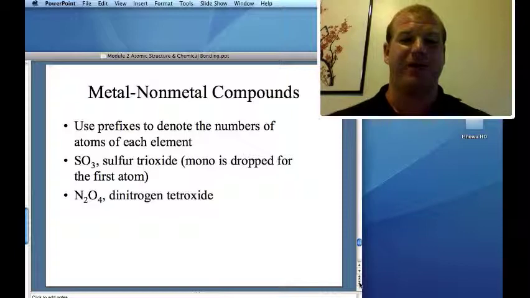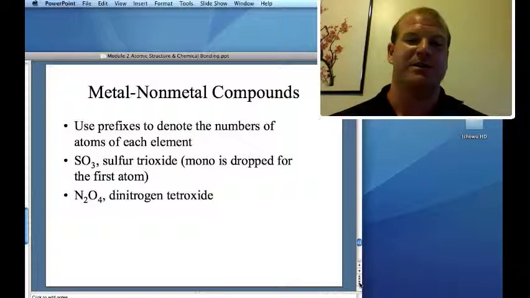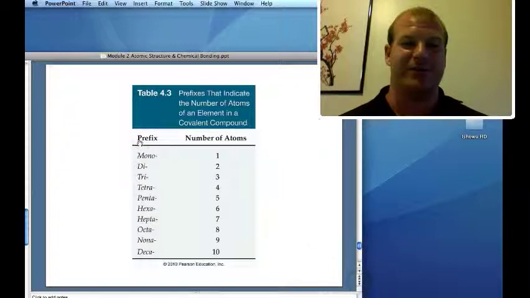And now for other things, you can use the different numbers. For the numbers, I'll show the next one. If the first atom has only one, you drop the mono. But if there's more than one, you have to include it, and then you put the different prefixes. So this is sulfur trioxide, you drop the mono. N2O4 is dinitrogen tetraoxide. And here are the different prefixes. Mono is 1, di is 2, tri is 3, and so on.